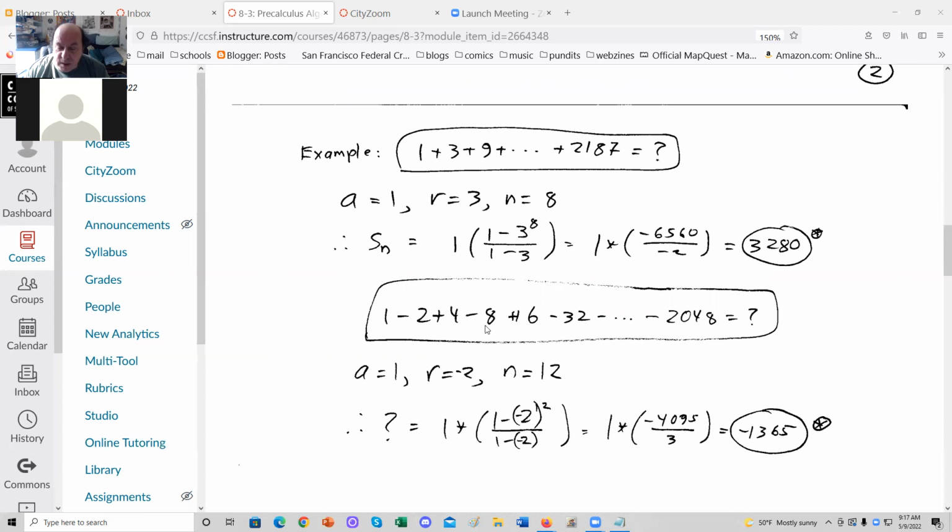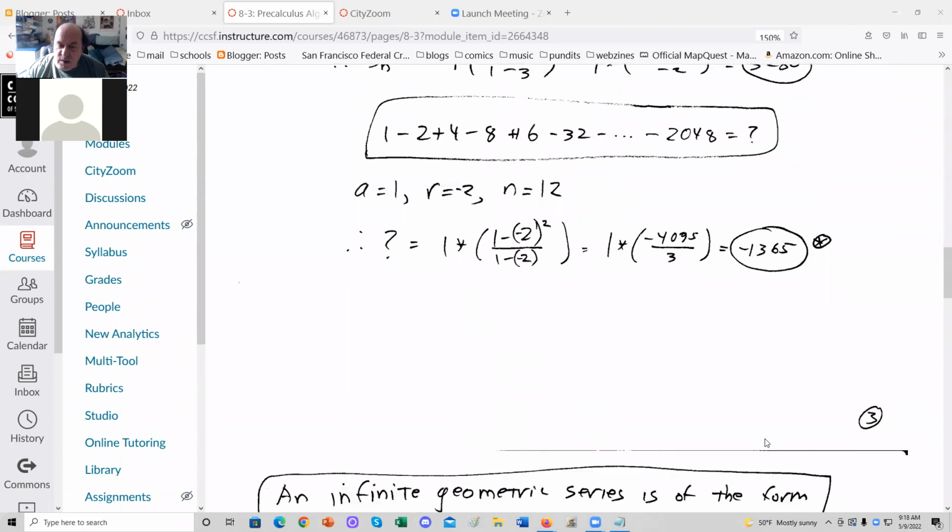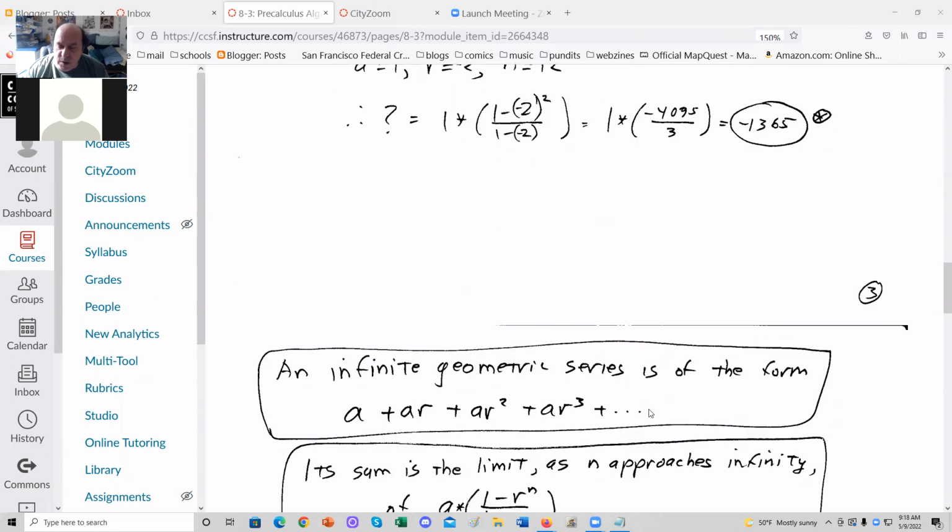So what's the sum? Well, it's A times 1 minus R to the n over 1 minus R. That's 1 minus -2 to the 12th power over 1 minus -2. Comes out to -4095 over 3, or -1365. All right. Now, if you have a geometric series that goes on forever with no last term, that's an infinite geometric series.